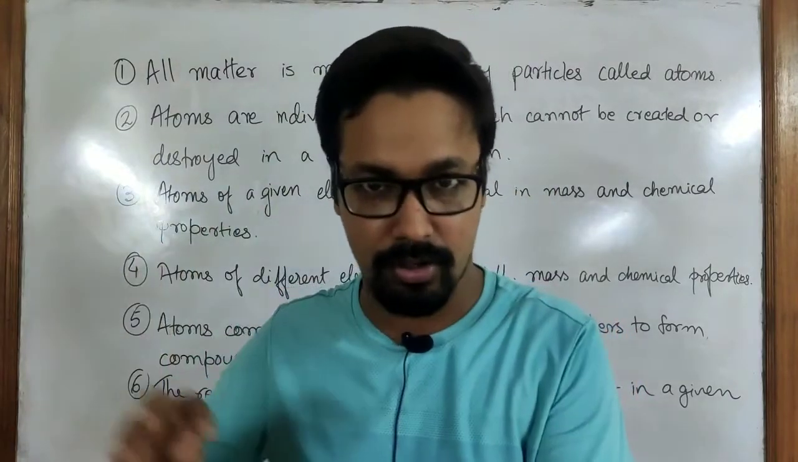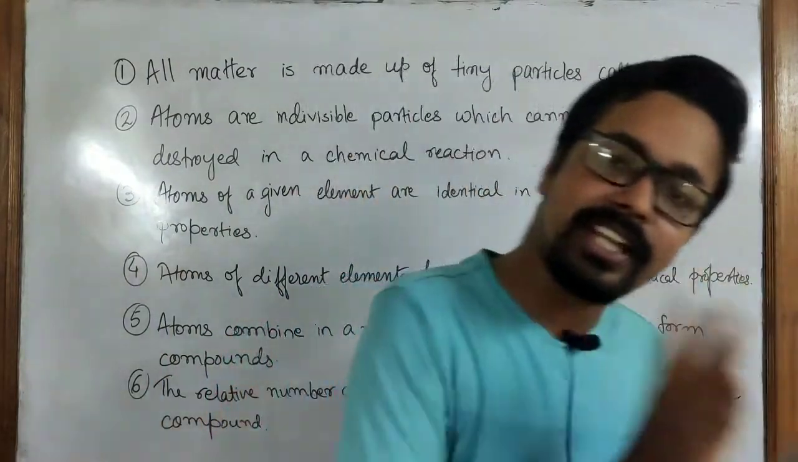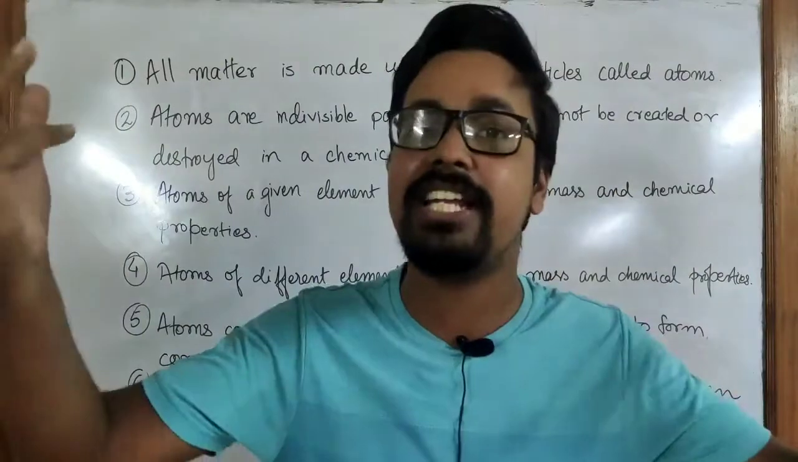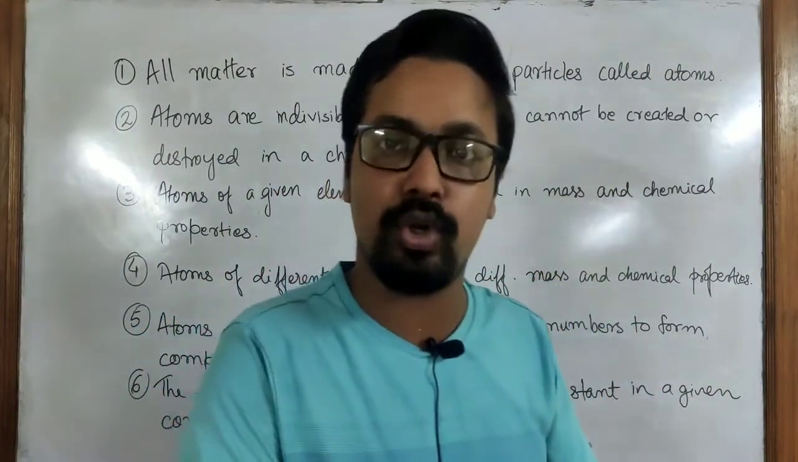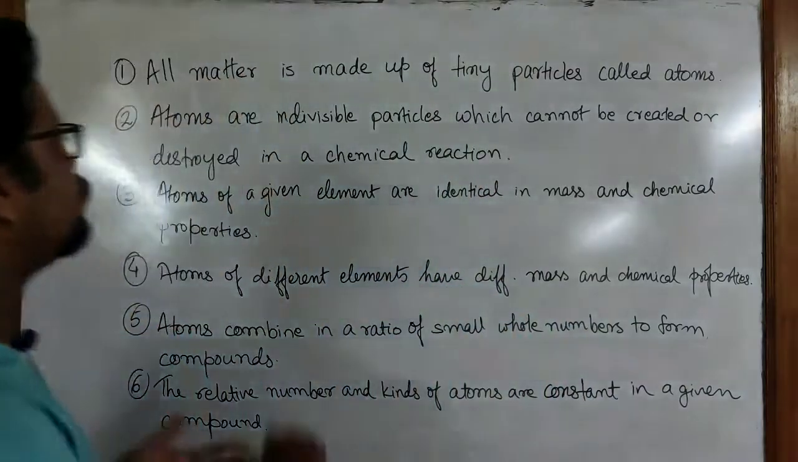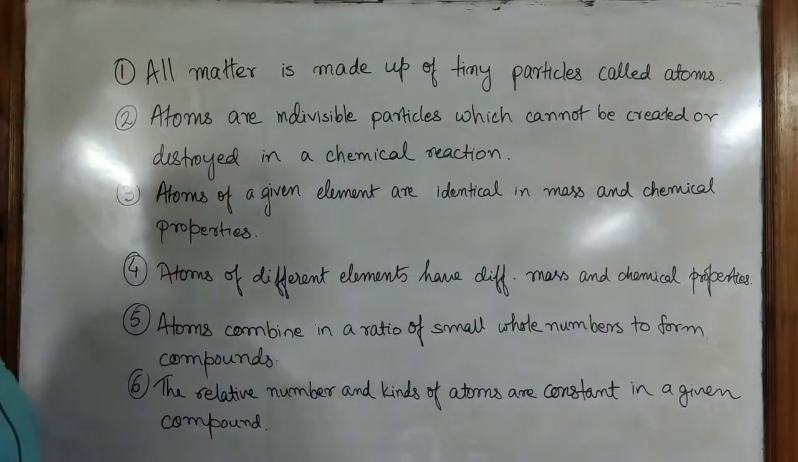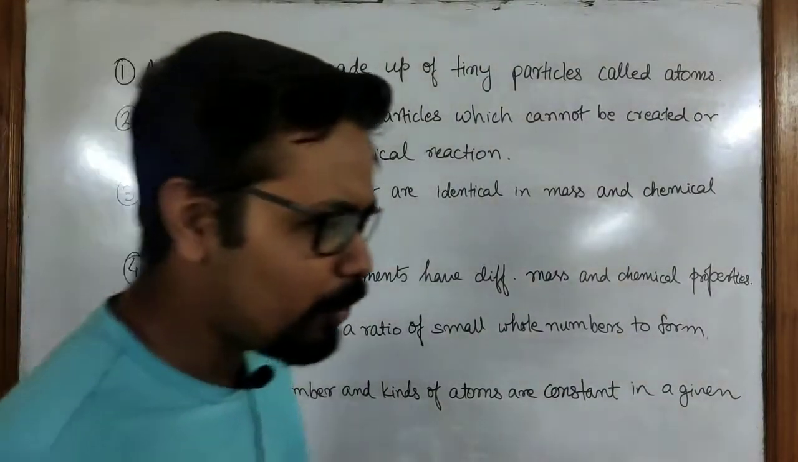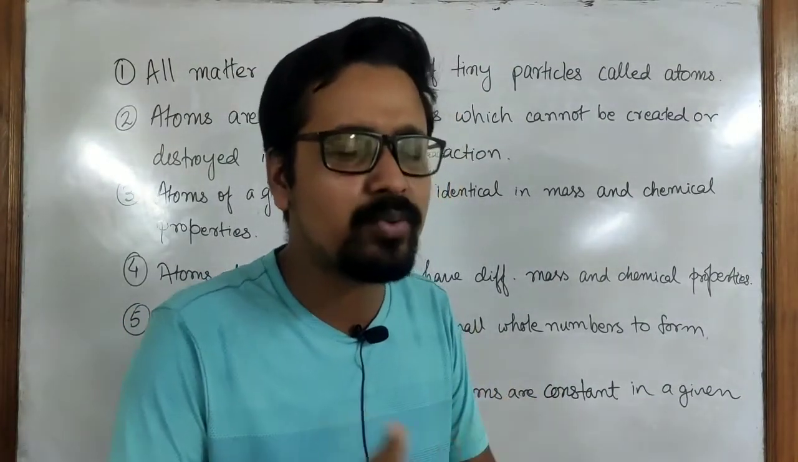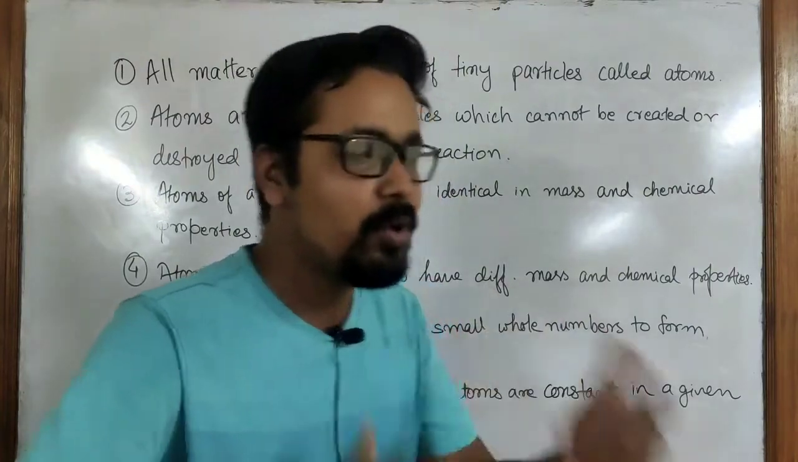If there are 2 atoms of oxygen, the number of atoms after the reaction also will remain 2. You cannot just vanish or create a new one. So you cannot create or destroy an atom in a chemical reaction, and it is also indivisible. You cannot break it down into smaller particles. Well, that's as of now. We will look into whether we can divide atoms, whether there is anything inside an atom or not. We'll look into that later.